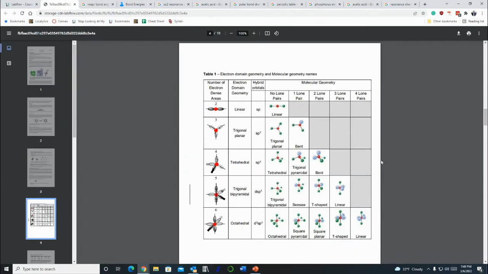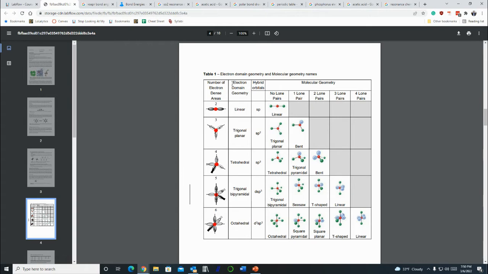So VSEPR theory is the idea that the shape and bond angles of a molecule are dictated by the number of electron-dense areas. An electron-dense area is defined as a lone pair or a single, double, or triple bond. It doesn't matter if it's a single, double, or triple bond. Each one counts as just one electron-dense area. So to start off, we have just one electron-dense area, which only exists for the diatomics: hydrogen, nitrogen, oxygen, fluorine, chlorine. But those all have a linear shape, just like things that have two electron-dense areas. Things that have two electron-dense areas, so two bonds, have a linear shape. Three have a trigonal planar shape, and then four, tetrahedral, and so on and so on.